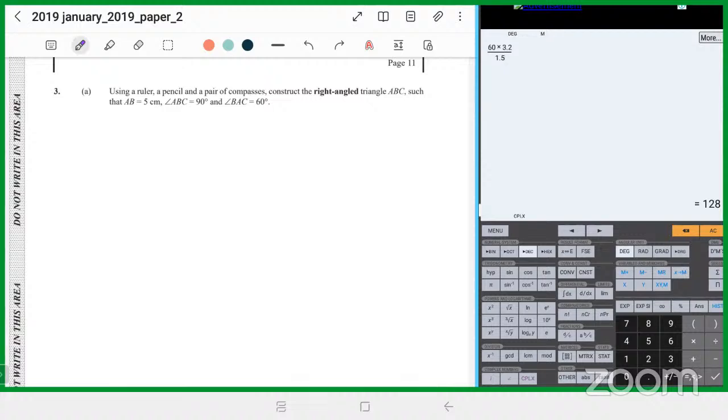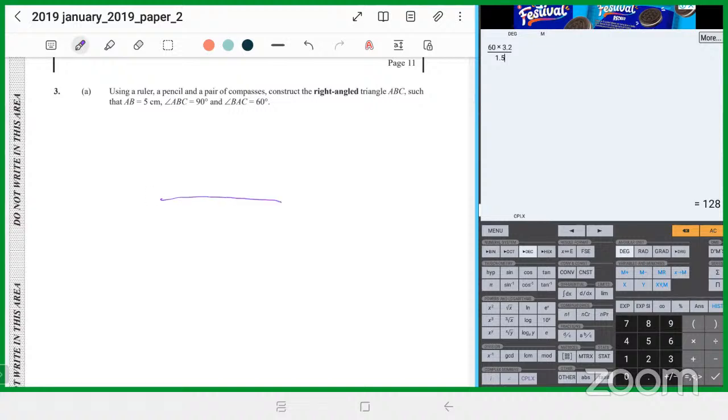So they're saying using a ruler and a pair of compasses only. You can't use a protractor for your construction. Ruler and a pair of compasses only. You want us to construct a right angle triangle ABC such that AB is 5 centimeters. Let's put that here. Let's do a little sketch of what we're going to construct.